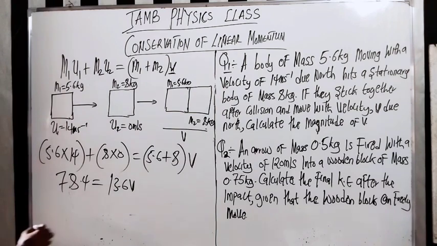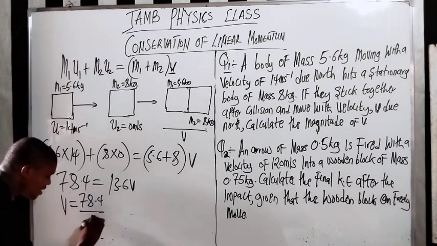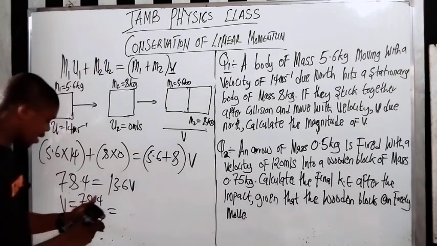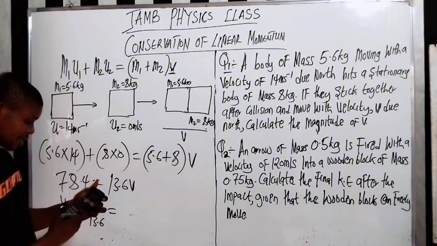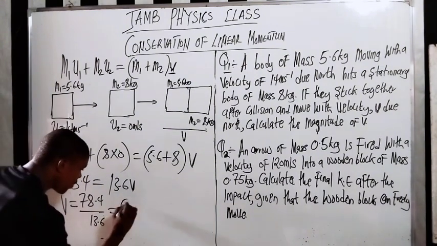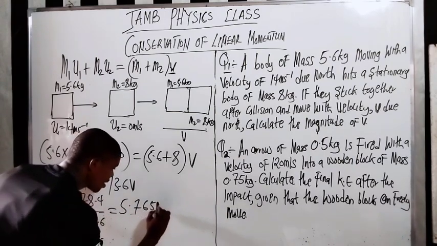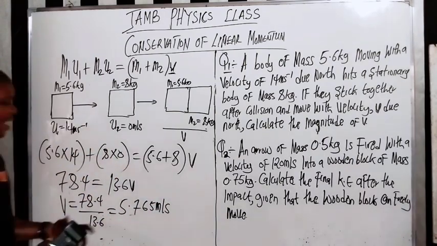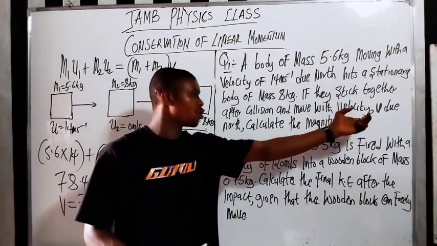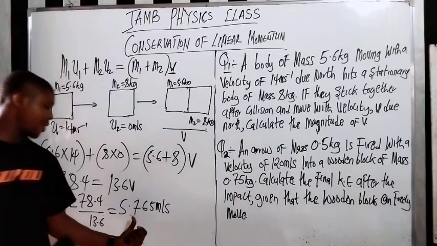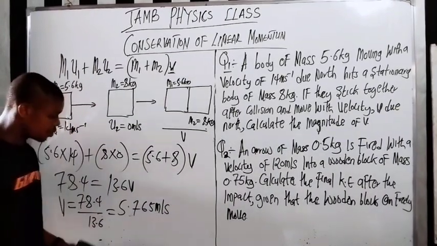If you make V the subject of the formula here, we have V equals 78.4 over 13.6. So what will be the answer here? 78.4 divided by 13.6. So you have 5.765 meters per second. So that is the common velocity here. The common velocity that they used to move together is 5.765 meters per second.